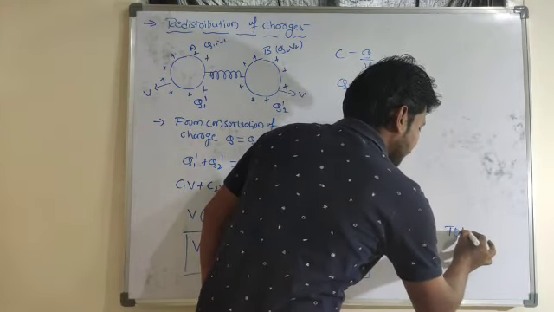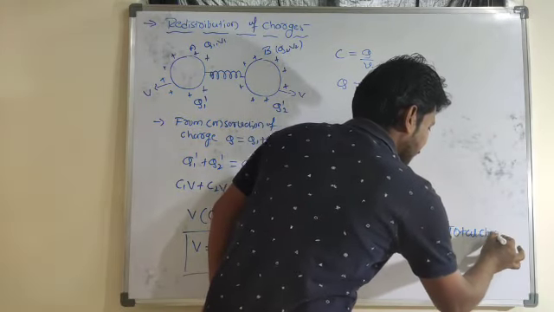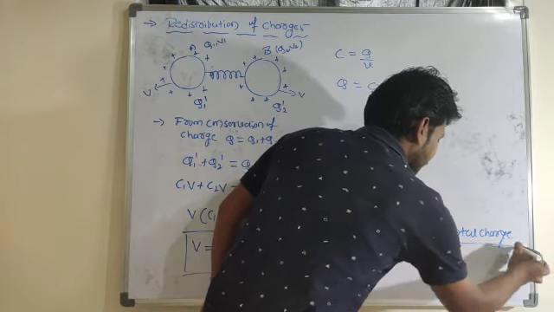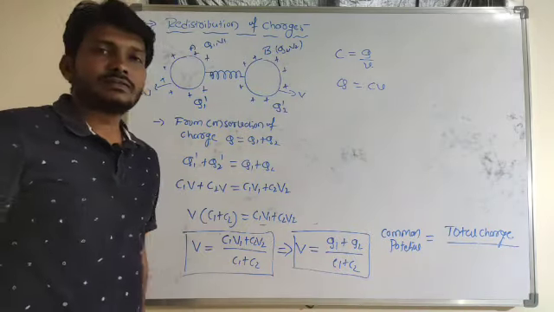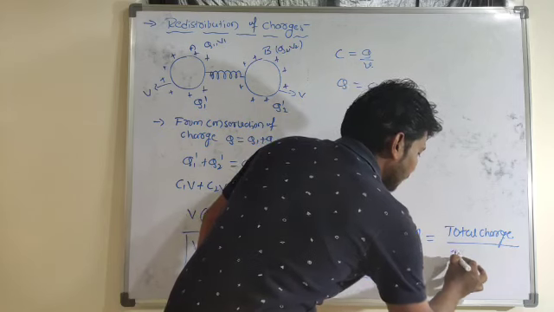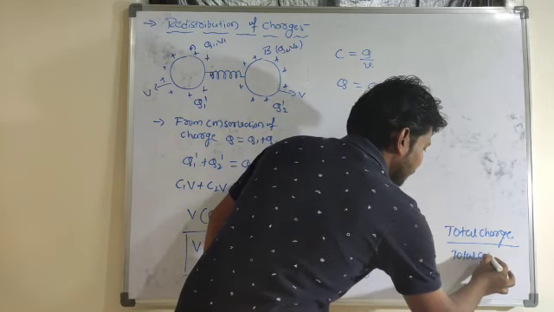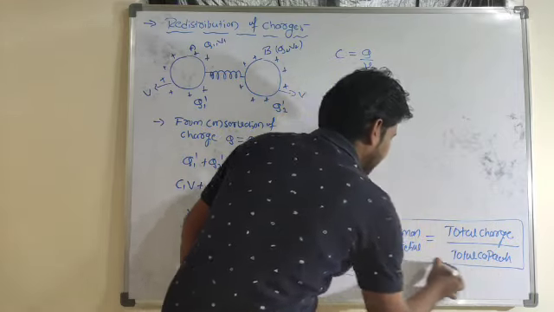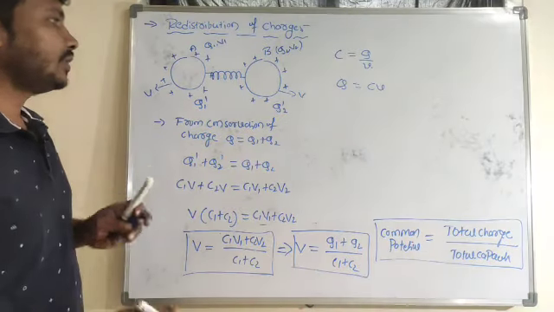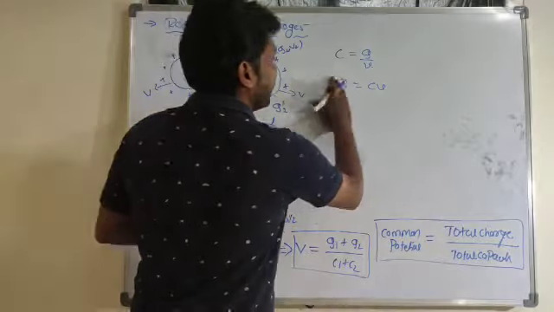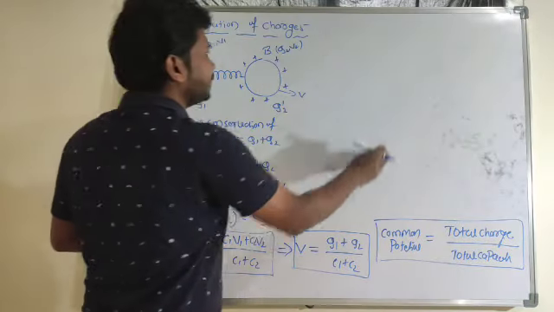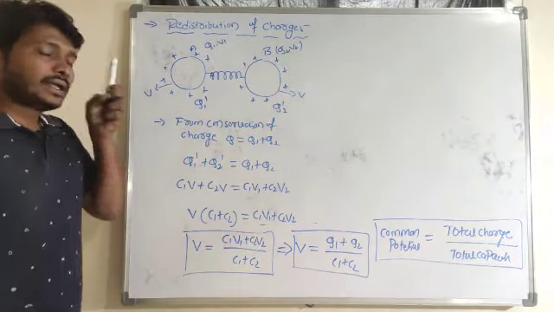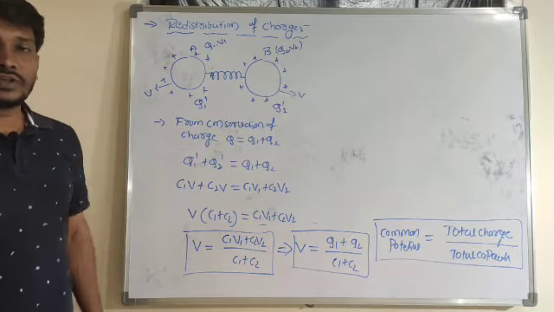Q1 plus Q2 is nothing but the total charge, divided by C1 plus C2, which is nothing but the total capacitance. So what is the generalized formula I can say here? Common potential is equal to total charge divided by total capacitance. Here, capacitance C is directly proportional to Q.